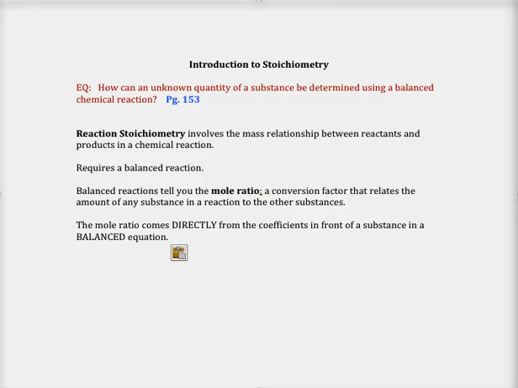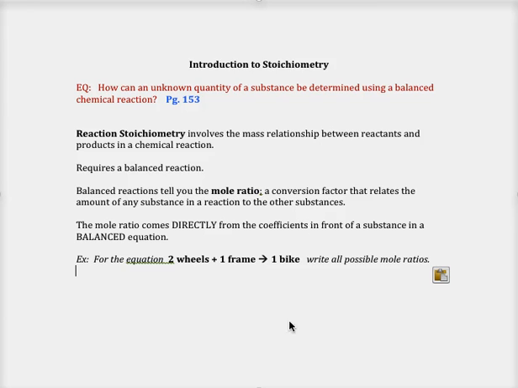All right, so let's get this example down here. For the equation, 2 wheels plus 1 frame reacts to form 1 bike, we're going to write all the possible mole ratios. So there's a couple of them. We can see that there's going to be 2 wheels that need to react for every 1 bike produced. But there's also going to be a frame, a ratio of 1 frame for every 1 bike produced. And I can't forget that there are 2 wheels required for every 1 frame. So all of these mole ratios are a possibility.